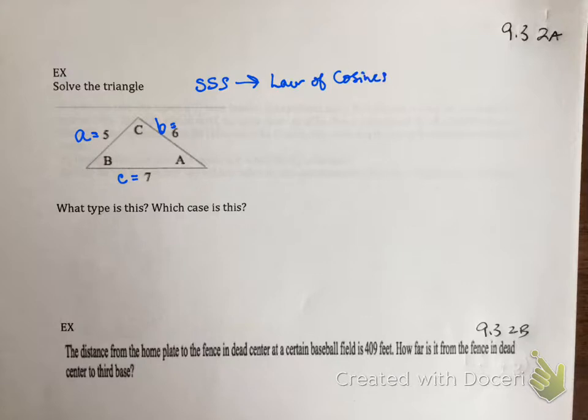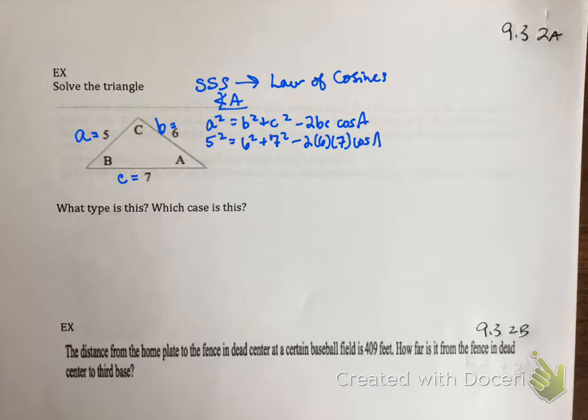Okay, so it doesn't really matter which one I go after because I don't know any of my angles. So I'm going to just go after angle A first. So angle A is A squared equals B squared plus C squared minus 2BC cosine of angle A. Okay, so A squared is 5 squared, B is 6, we're going to square that, C is 7, we're going to square that, minus 2 times 6 times 7, cosine of A.